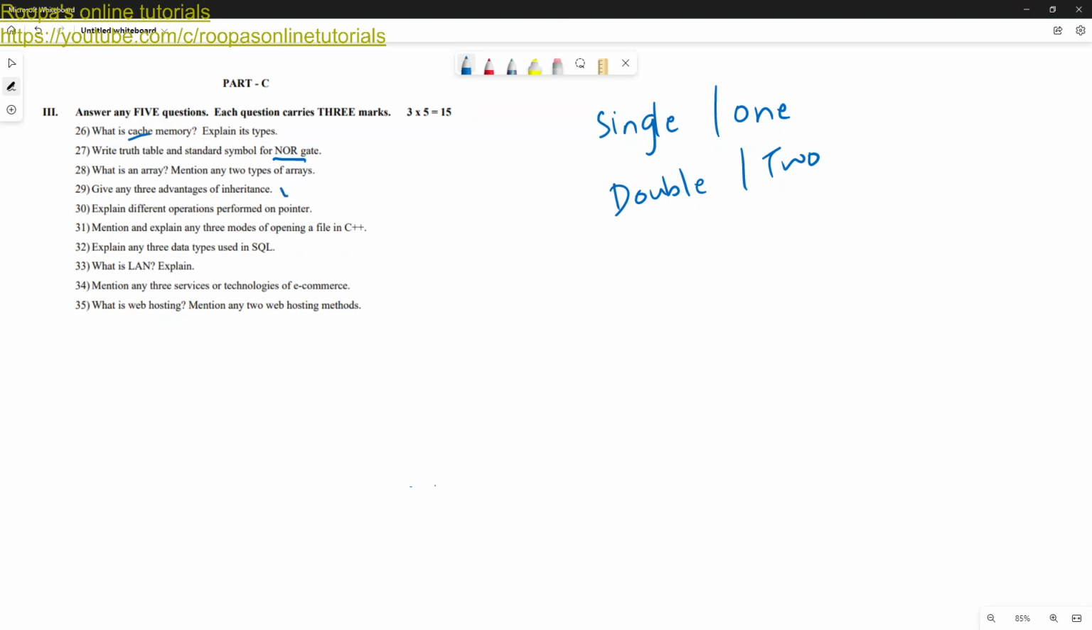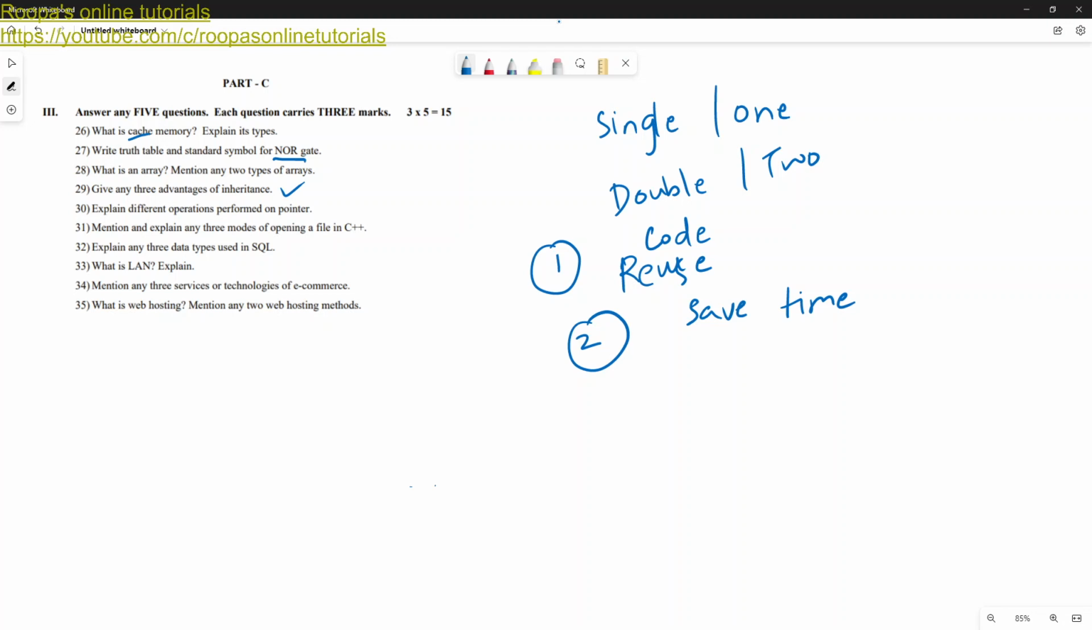The next question here, give any 3 advantages of inheritance. So inheritance, what is the main advantage? It is for reuse. Inheritance allows the code reuse. The second point is that it saves time because we don't have to write the code again and again. Please write it in complete sentences. First point will be it will allow code reuse. The same code can be used many times.